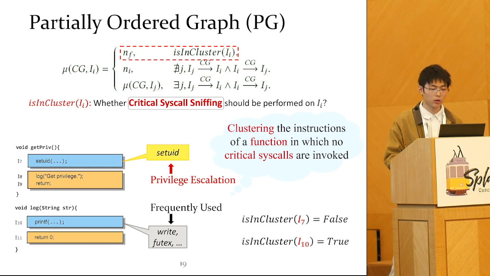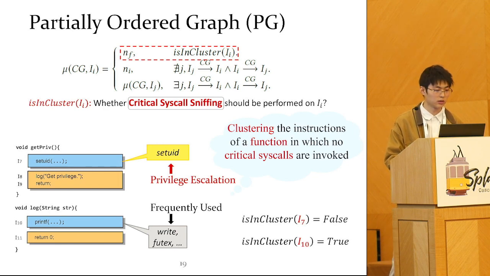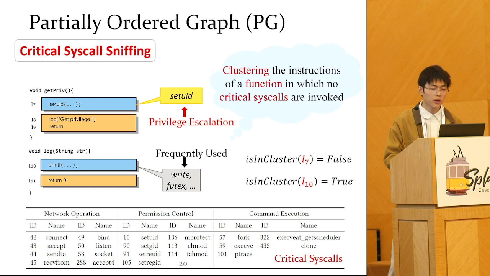Since the building of the candidate graph does not consider the context of function invocation, it may introduce some illusory traces when approximating programs' possible execution traces. To address this, we cluster the instructions of a function in which no courtesy syscalls are invoked, such as the log function shown in the figure. In this way, we can restrict this courtesy syscall timely, though it may delay the restriction of other syscalls.